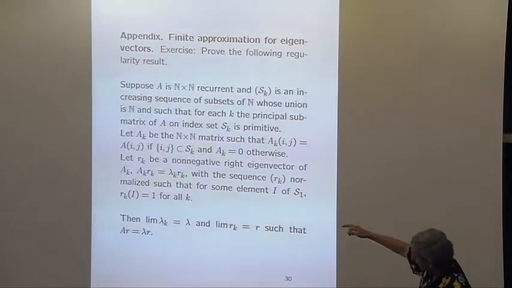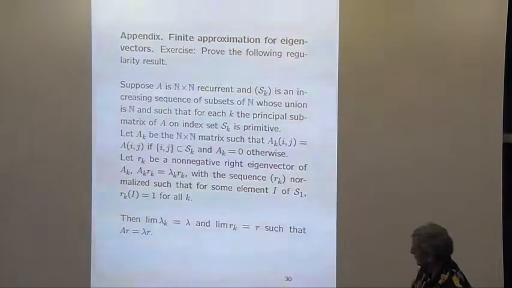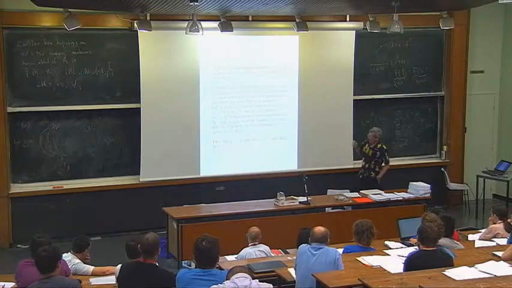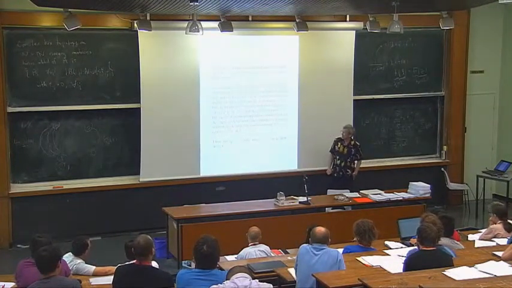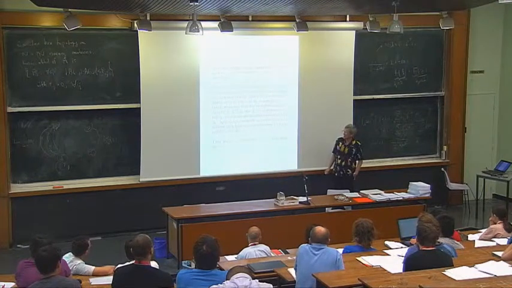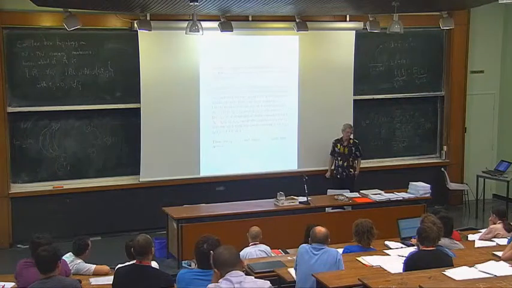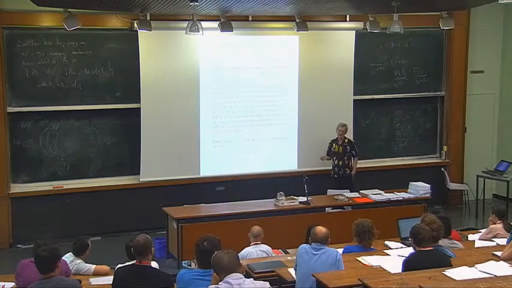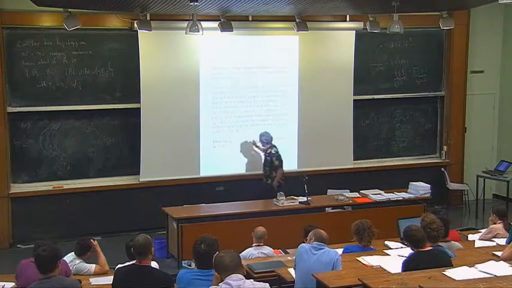Now, we already know by the claim that the limit of the Perron values of these A_k increases to lambda. However, in the recurrent case, the r_k converge to a vector r, which is a right eigenvector for the Perron value. So this is something good, something you want. That's the recurrent case.